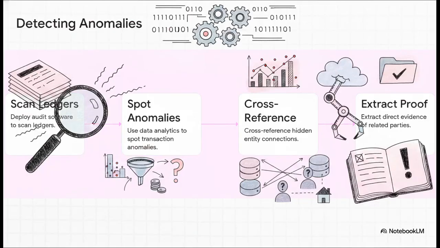And this brilliantly illustrates exactly how our automated toolkit cracks the case. Step 1, the auditor deploys their software to sweep the entirety of the ledgers. Step 2, data analytics jump in to spot the anomalies. Say, a sudden, weird spike in payments to some unknown vendor right before year-end. Step 3, the software automatically cross-references these anomalies against external databases, suddenly revealing that, hey, this unknown vendor shares a registered home address with the CEO. Finally, Step 4, the auditor extracts direct, undeniable evidence. The software connected the dots that a human just couldn't see.